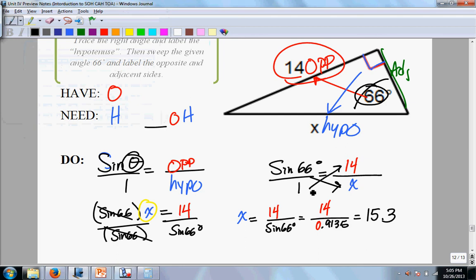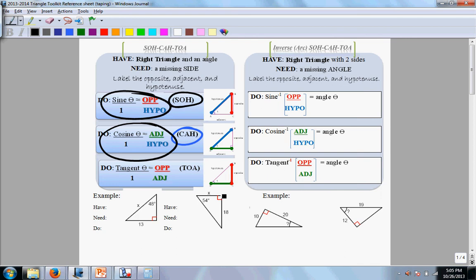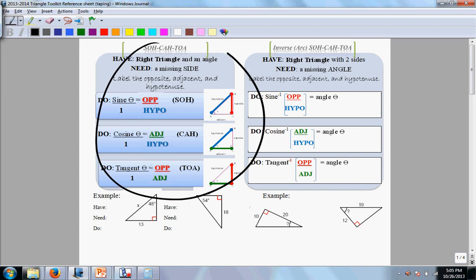Check your work compared to mine. It is highly important that you memorize this left column. Memorize this acronym of SOH CAH TOA and these three ratios.